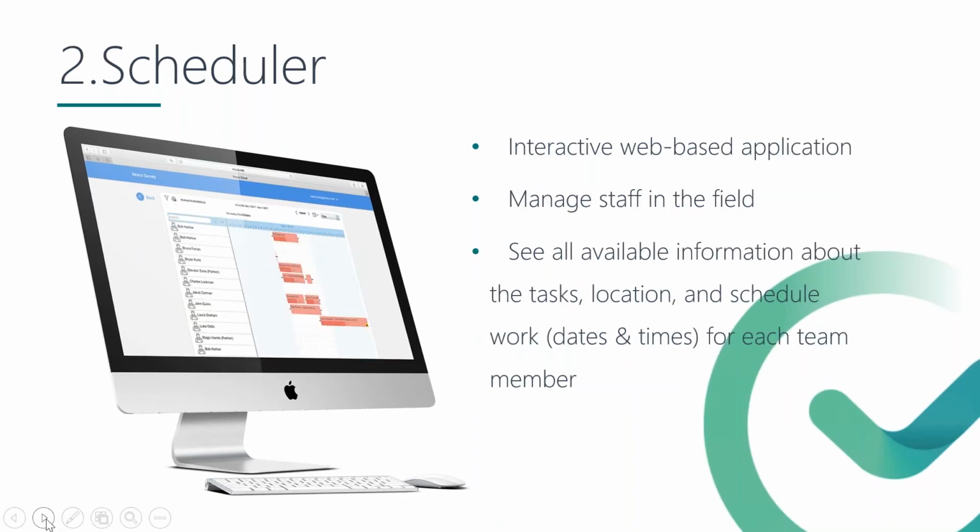The second one would be Scheduler. So basically this is like a calendar where you schedule the work for your field team. It's an interactive web-based application, and you can assign the questionnaires created with this tool to your field team. It's mainly aimed at team leaders, managers and supervisors who manage their staff in the field, and they are able to see all the questionnaires and information about the tasks, location, and they can schedule dates and times for each individual member of the team.